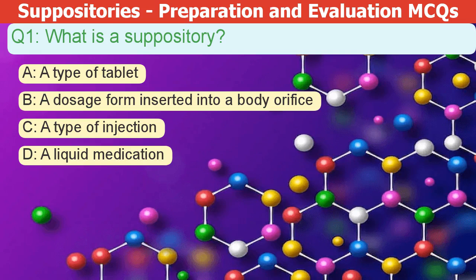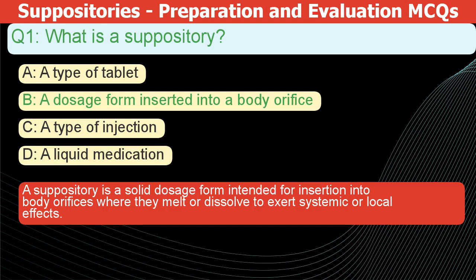What is a suppository? A. A type of tablet. B. A dosage form inserted into a body orifice. C. A type of injection. D. A liquid medication. The correct answer is B. A suppository is a solid dosage form intended for insertion into body orifices where they melt or dissolve to exert systemic or local effects.